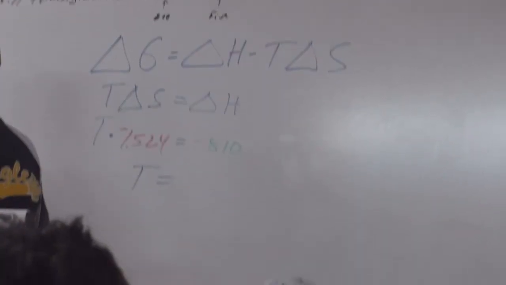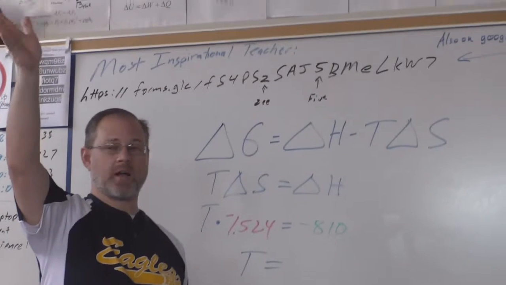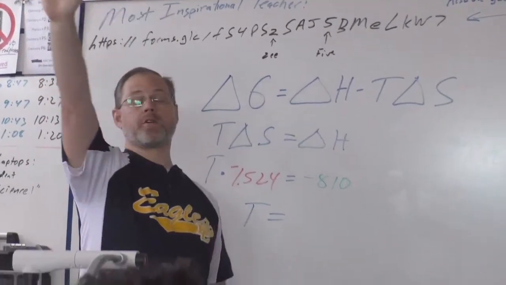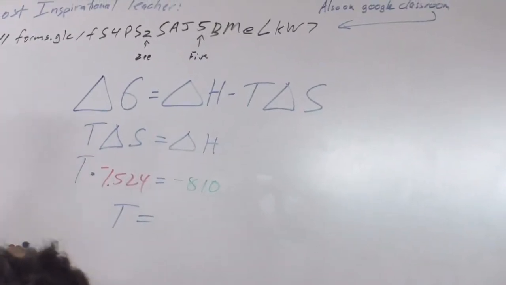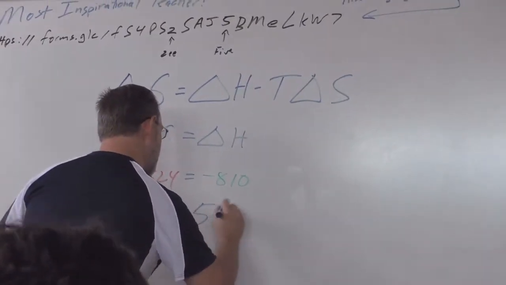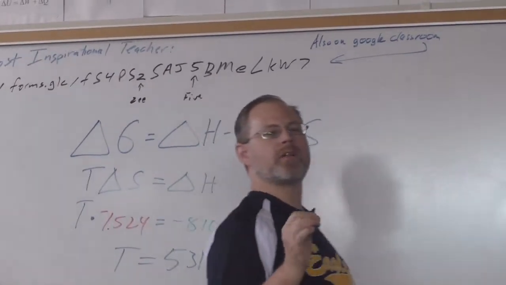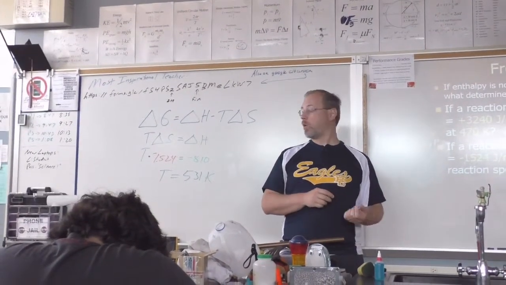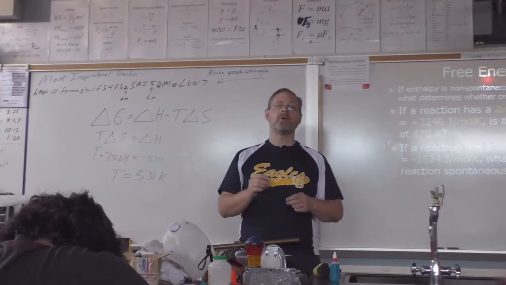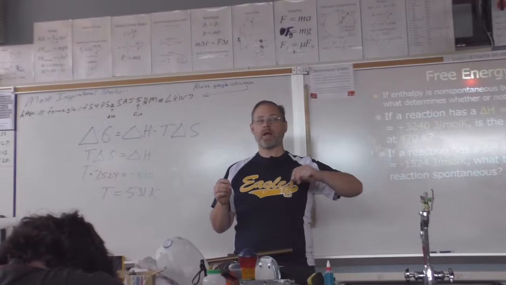If you got a temperature larger than 100, raise your hand. And again, temperature is always positive. Its absolute value, Kelvin, can't be negative. If you got a number larger than 400, raise your hand. Or is it 600, raise your hand? What'd you get? 531.5. 531 Kelvin. So what this means is at 531 Kelvin, the non-spontaneous reaction becomes spontaneous, or the spontaneous reaction becomes non-spontaneous. It's true. So, have we answered the question yet?